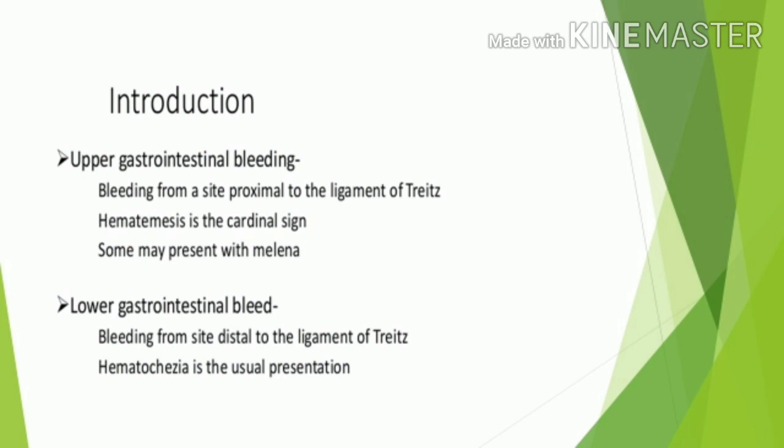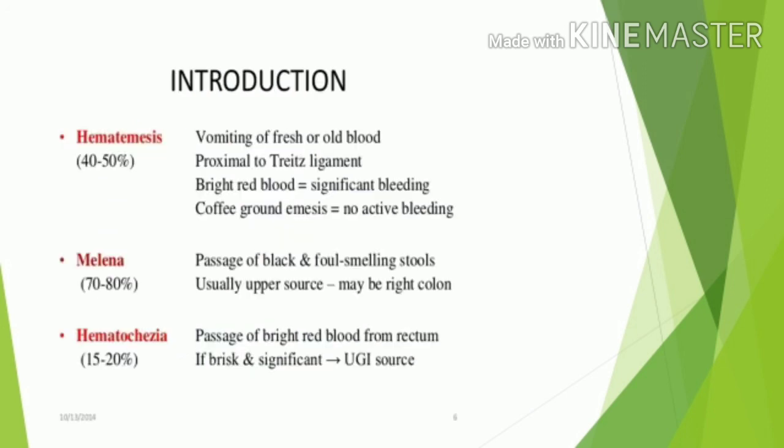Upper and lower GI bleeding. Upper gastrointestinal bleeding: bleeding from the site proximal to the ligament of Treitz. Hematemesis is the cardinal sign. Some may present with melena. Lower gastrointestinal bleeding: bleeding from distal to the ligament of Treitz. Hematochezia is the usual presentation.